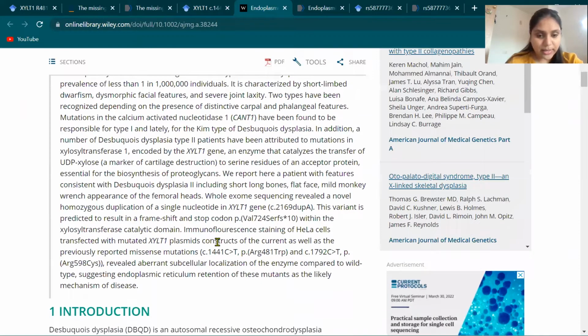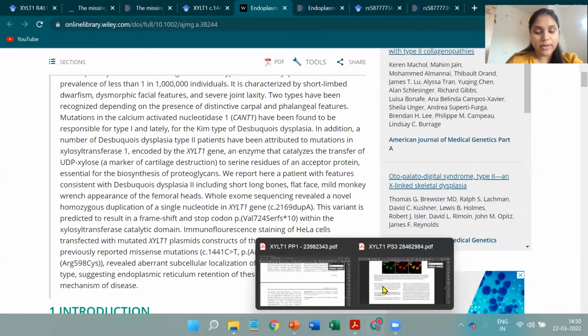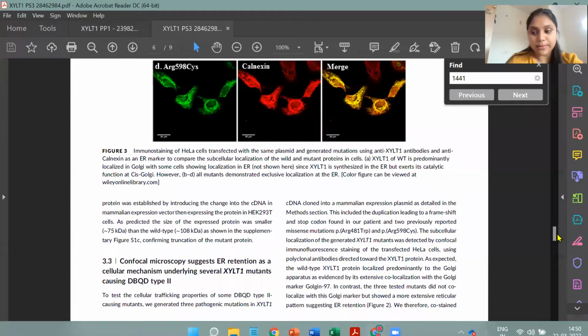I have read the abstract and it says that the HeLa cells were transfected with mutated XYLT1 plasmids, and from these mutated plasmids, one of the plasmids was a variant of interest. Therefore, this gives me a hint that this paper might contain a functional study for this particular variant. I have already downloaded the paper and kept it.